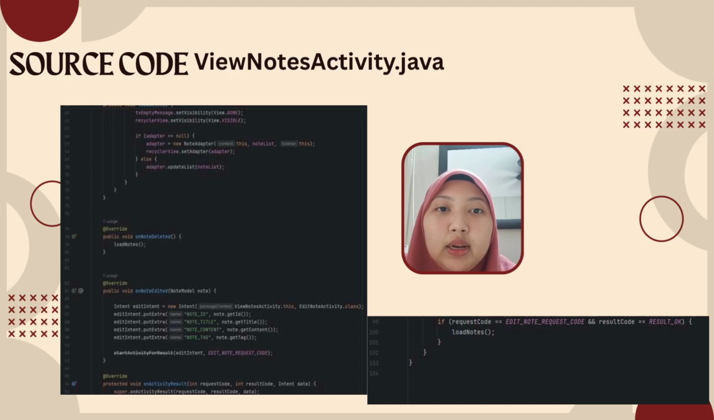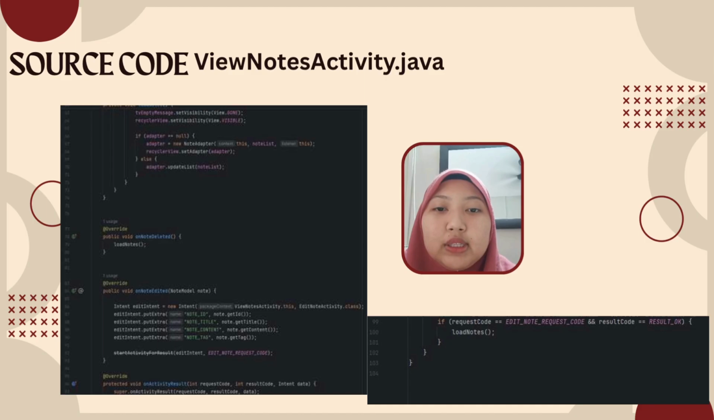onNoteEdit handles navigating to the EditNoteActivity. It creates an intent and carefully packages all the necessary information: the note's ID, title, content, and tag using intent.putExtra. It then starts the EditNoteActivity using startActivityForResult, expecting a result back when the edit screen is closed.